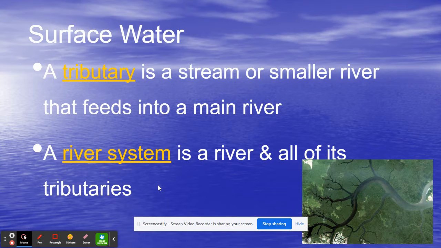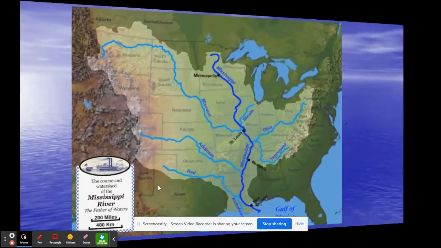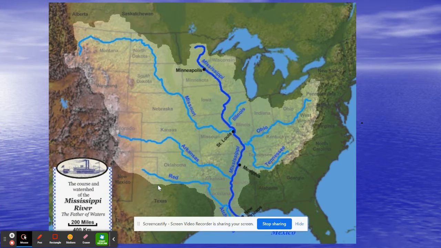Surface water, when we're looking at that, we're thinking of rivers and streams and tributaries. A stream or a smaller river that feeds into a main river. A river system is a river and all of its tributaries. You want to be jotting these notes down in your digital notebook. Here's a river system that we're very familiar with, the Mississippi River, and look at those huge tributaries that feed into it.